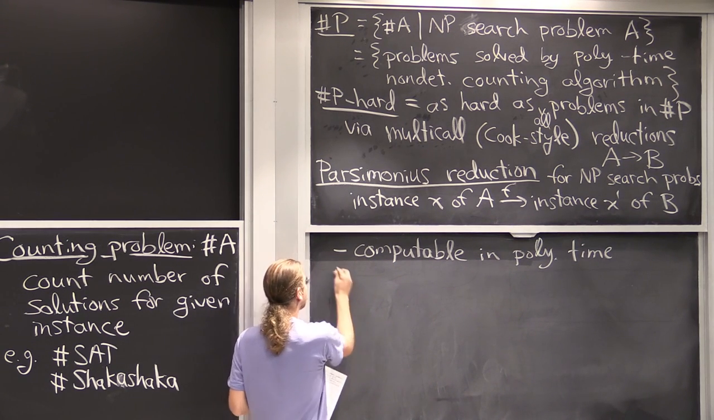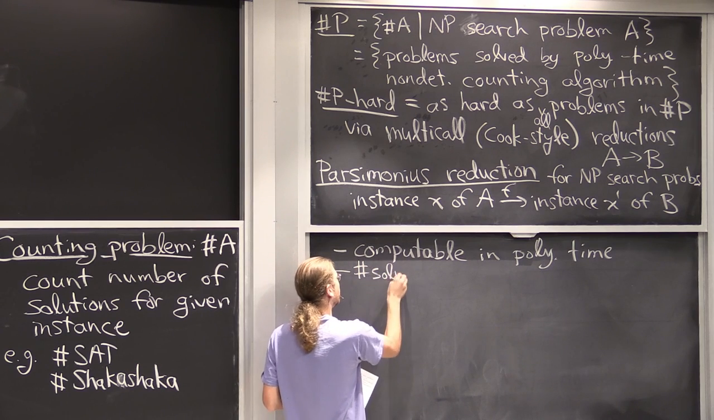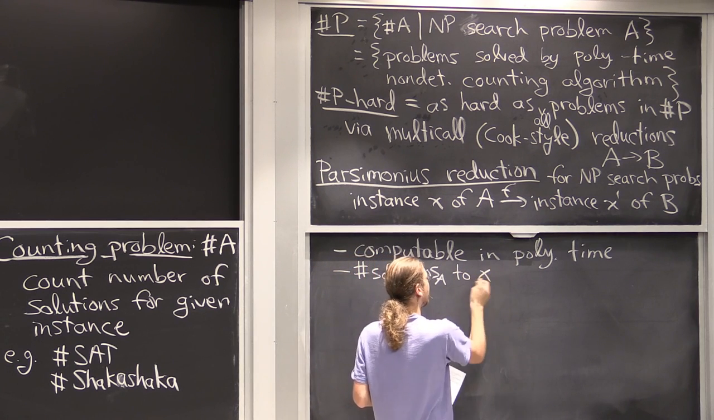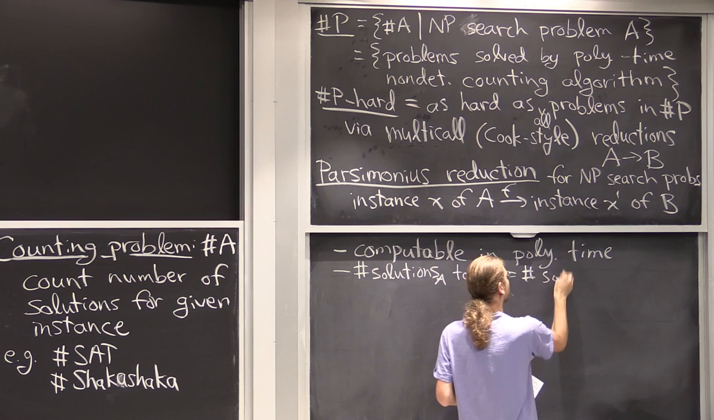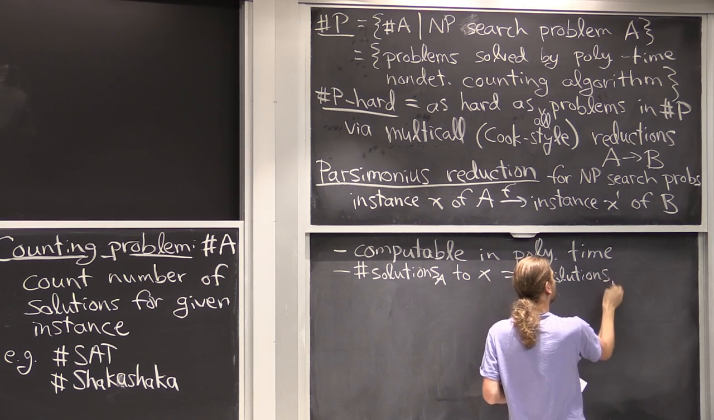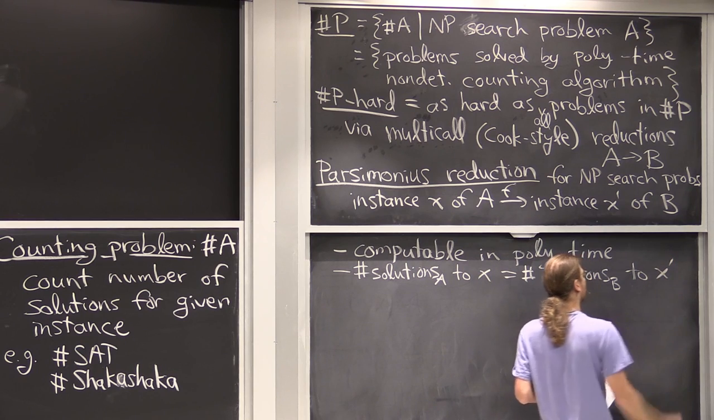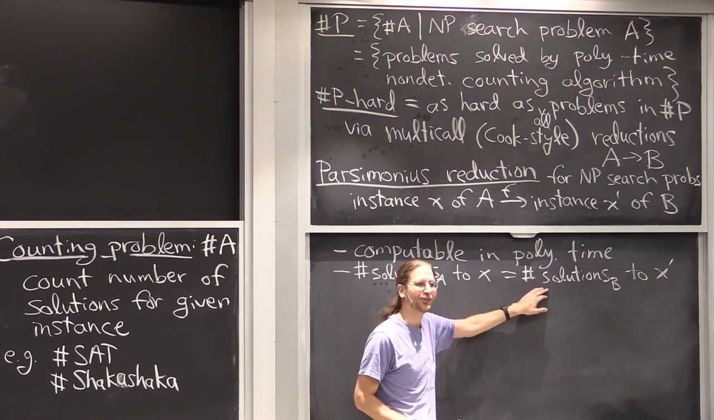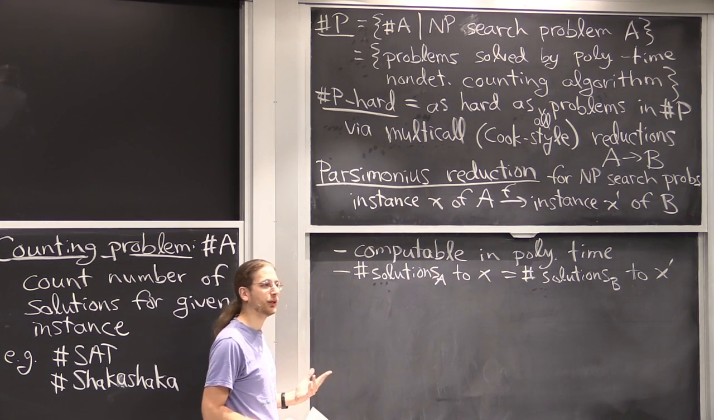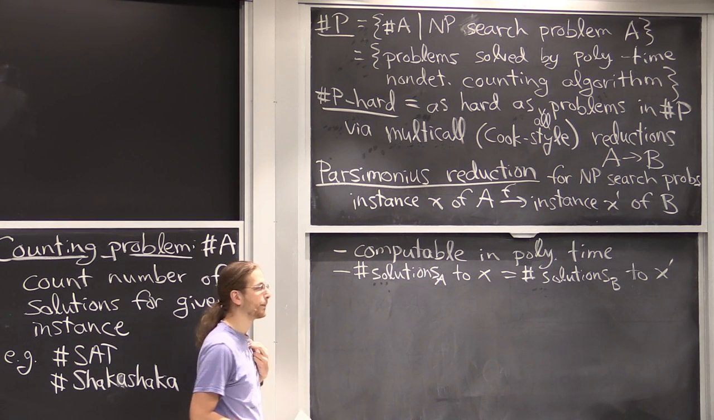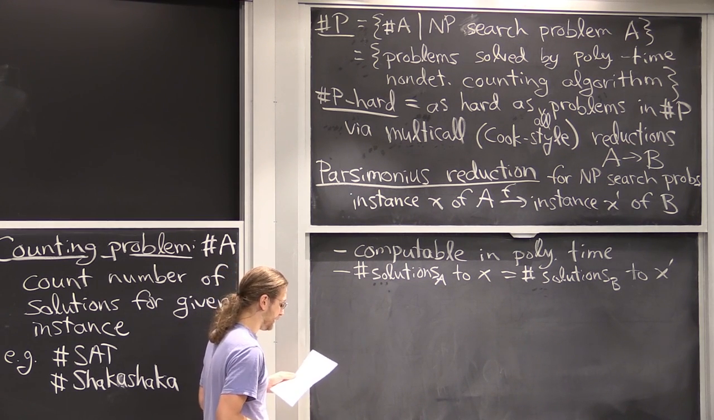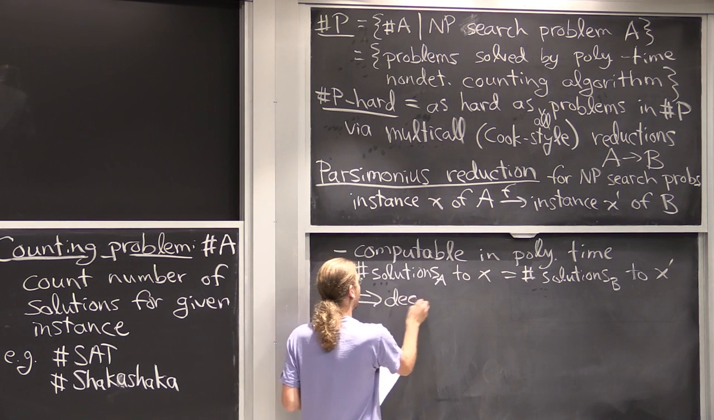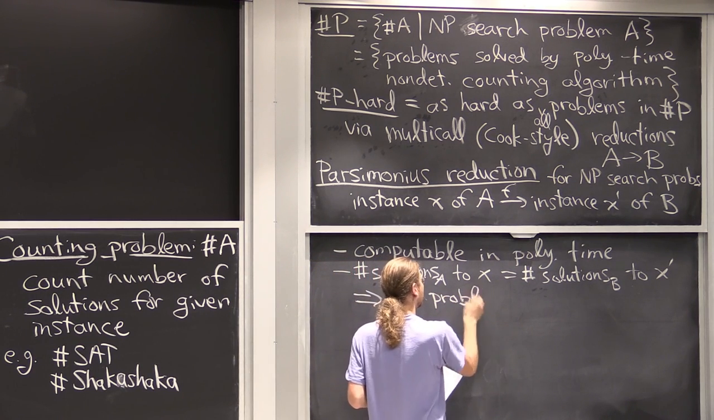But we're going to ask for a stronger condition, which is that the number of solutions to problem A for instance x equals the number of solutions of type B to instance x prime. Okay, so in particular, if this one's greater than or equal to 1, this one would be greater than or equal to 1, and vice versa. So this is stronger than an NP style reduction for the corresponding decision problem. So I even wrote that down. This implies that the decision problems have the same answer.